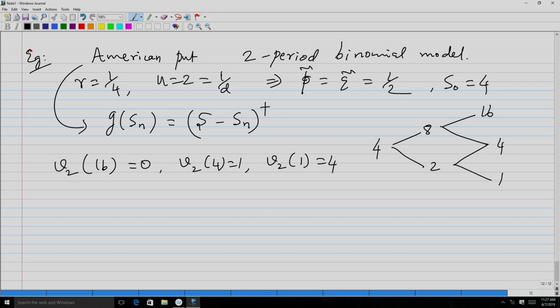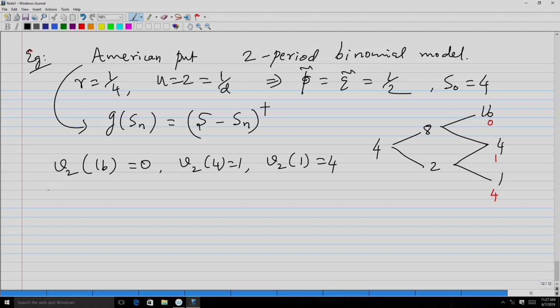So, if I look at the prices, this is going to be 0, this is going to be 1, and this is going to be 4. These are the payoffs that you need at each of these nodes.